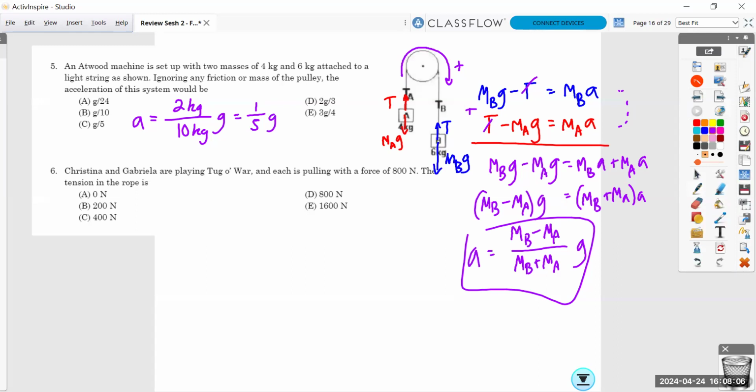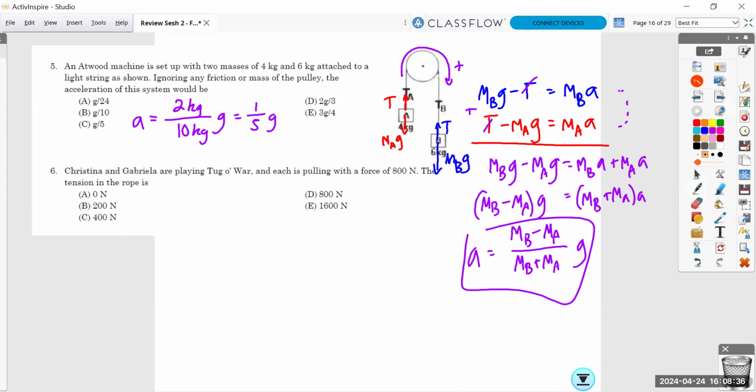You can also sort of think of this as the two gravity forces fighting each other. MB minus MA times G is sort of the total force. You only get a little bit of extra force because MB only wins by a little bit. But those two forces fighting each other have to move the total mass of the system. So you get kind of a net force divided by a total mass. The system of equations way, I find it to be a little more reliable, but yeah.